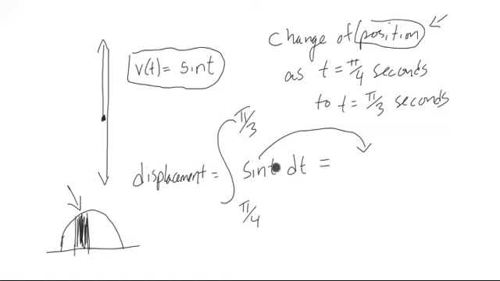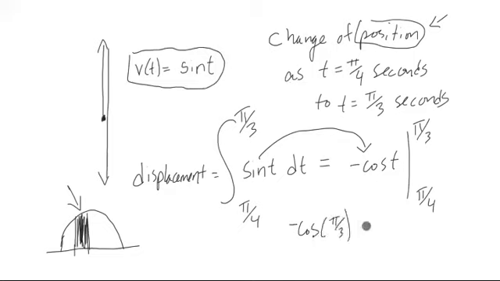Okay, so we take an antiderivative, doesn't matter which one. Negative cosine t would work. We can check the derivative of this is that. And then we plug in our points, pi/4 and pi/3. So plug them in here and we get negative cosine of pi/3 minus a negative cosine of pi/4.